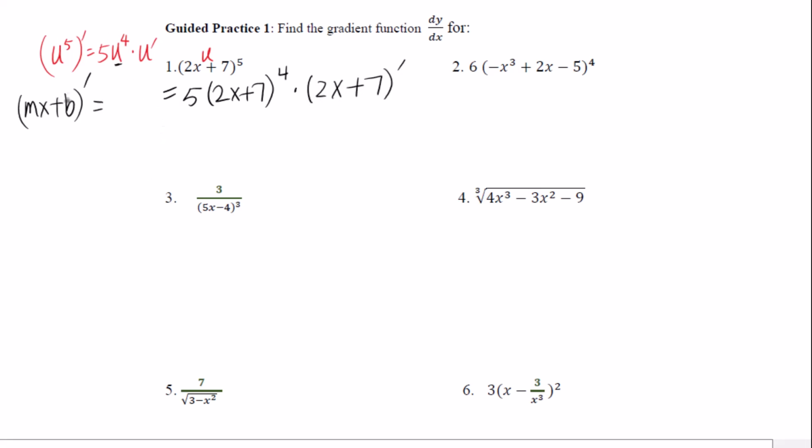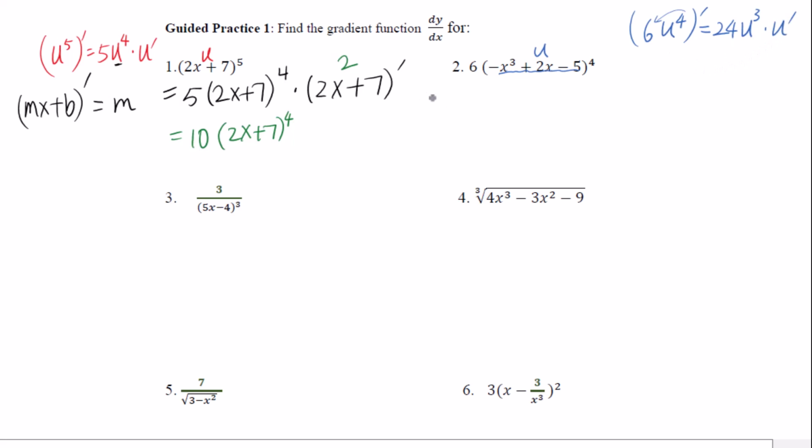We know the derivative of a linear function will be the slope. So we get this is a 2. 2 times 5 is 10, times (2x plus 7) to the 4th power. That's your answer. Let's go to number 2: 6 times (negative x to the 3rd power plus 2x minus 5) to the 4th power. This will be u. We are looking for 6u to the 4th power. When we do the derivative, 4 times 6 will be 24, u to the 3rd power by the power rule, then times u prime.